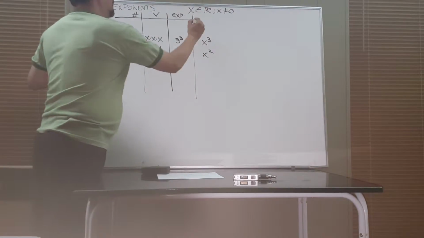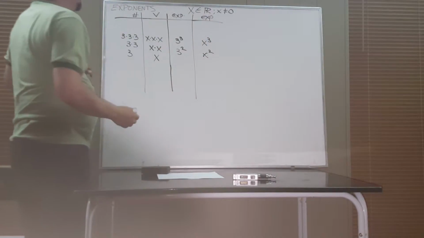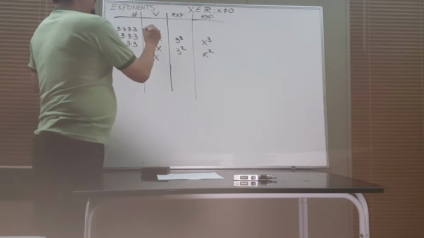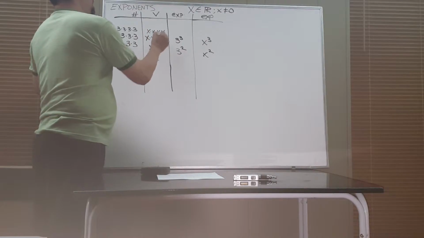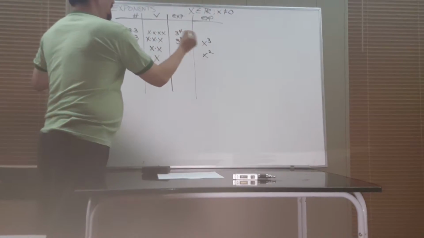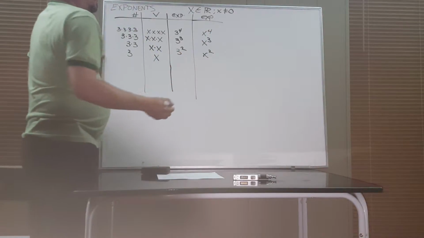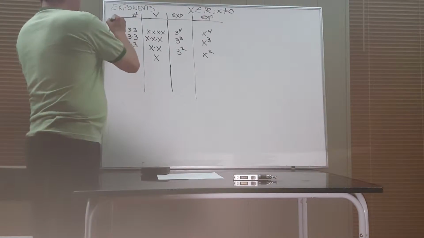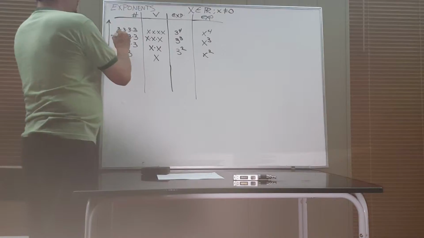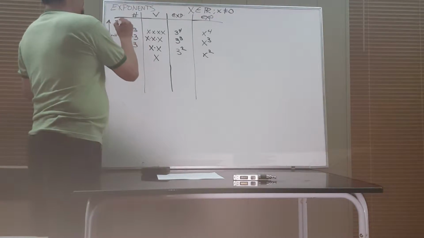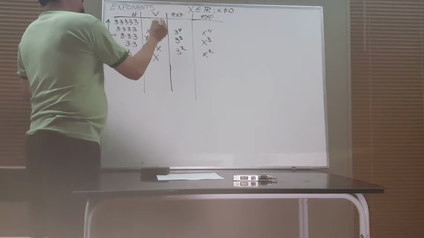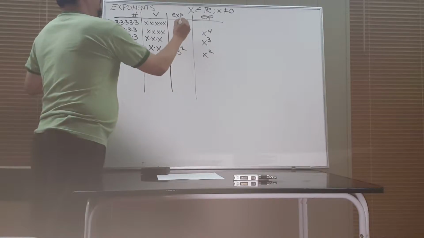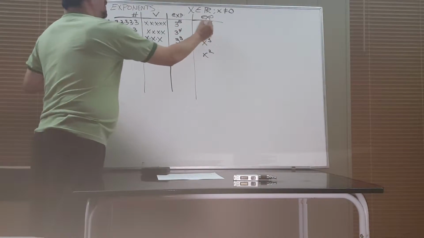So we can make a little chart here, exponents. The next one will be 3 times 3 times 3 times 3, which is x times x times x times x. This would be 3 to the 4th, and in variable form, x to the 4th. As we go up, we're multiplying. The next one would be 3 to the 5th, which would be 3 times 3 times 3 times 3 times 3, and x times x times x times x times x, which is x to the 5th. I want you to see the pattern here.